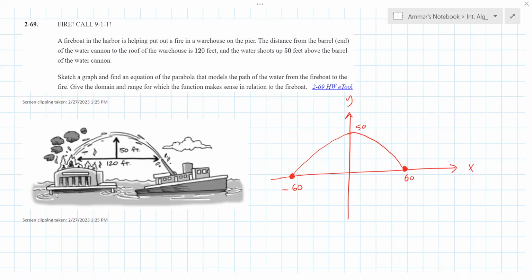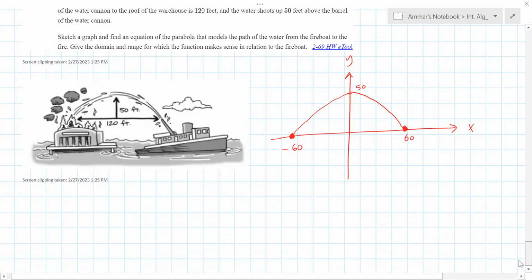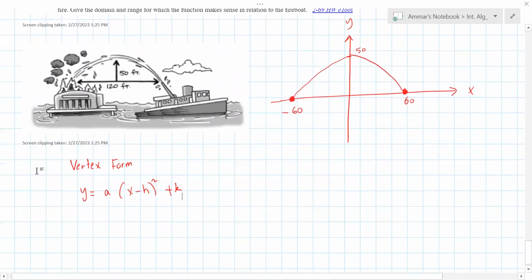And now we can use a quadratic function to represent this. As we've seen in class, there are many forms of the quadratic function, and one of them is the vertex form. So we need to remember the vertex form, and that form is a(x minus h) squared plus k. H and k here, in this case, represent the vertex of the parabola. This is the vertex.